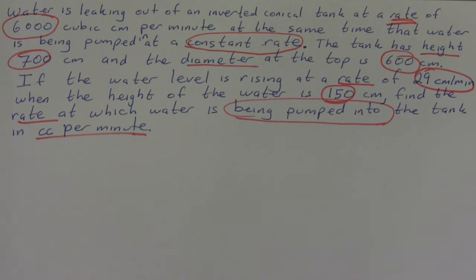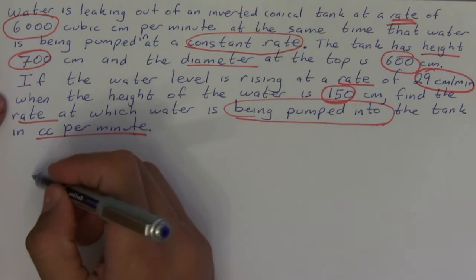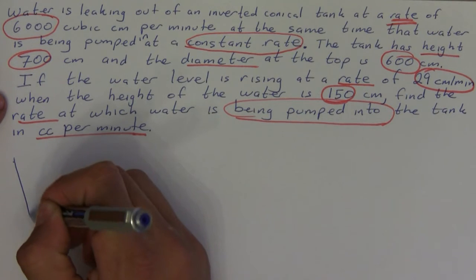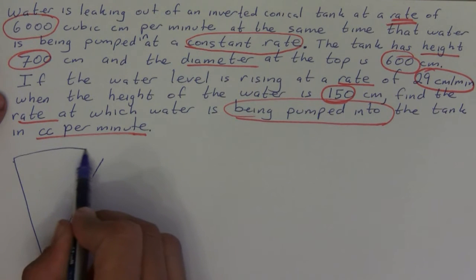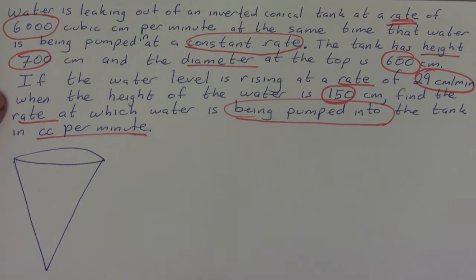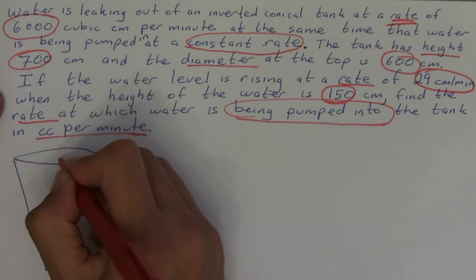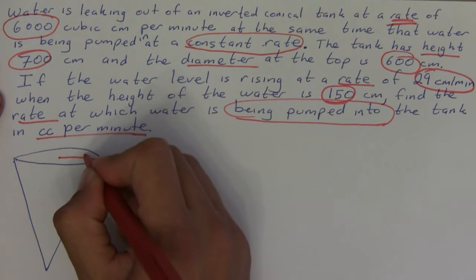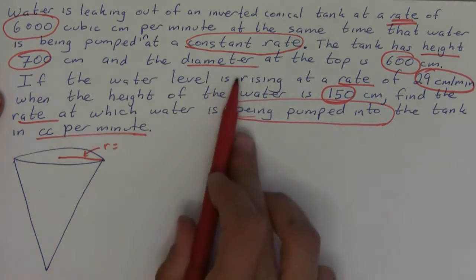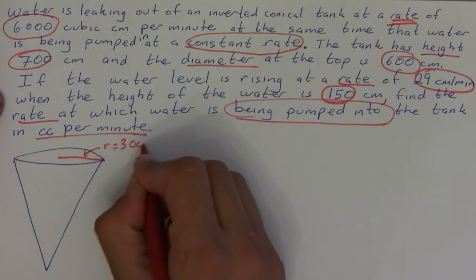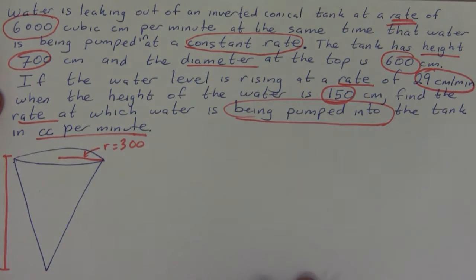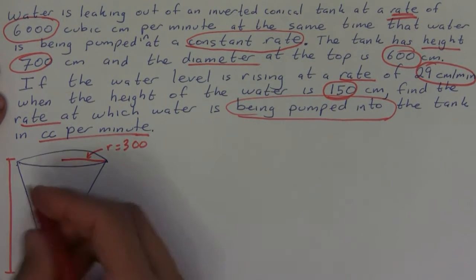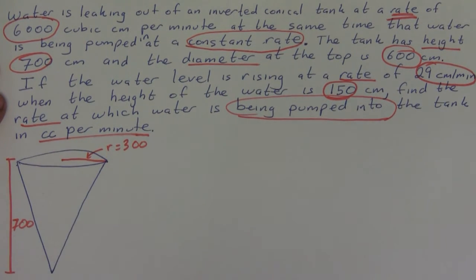Okay, so that's a lot of information. Let's draw a picture first to try to see what's going on. We have a conical tank, and this conical tank has a constant radius. It says the diameter is 600 centimeters, so that means the radius is 300 centimeters. And the height of this cone is also fixed. It's going to be 700 centimeters.